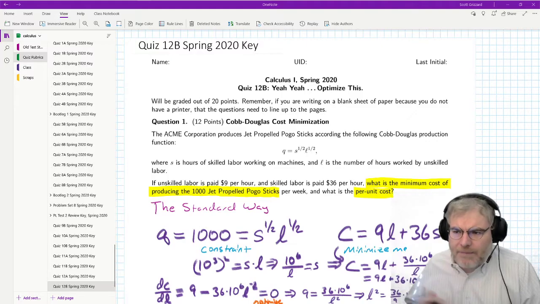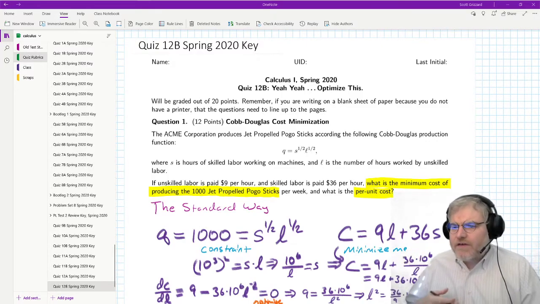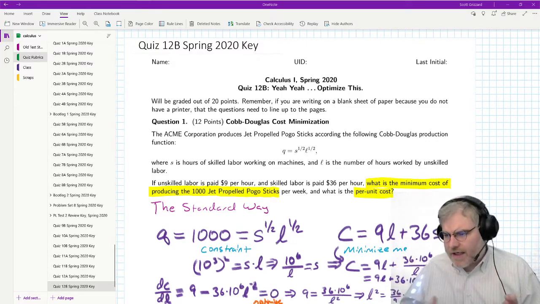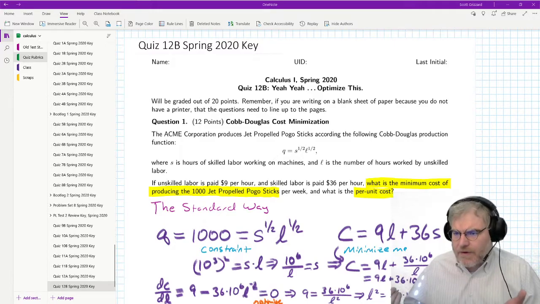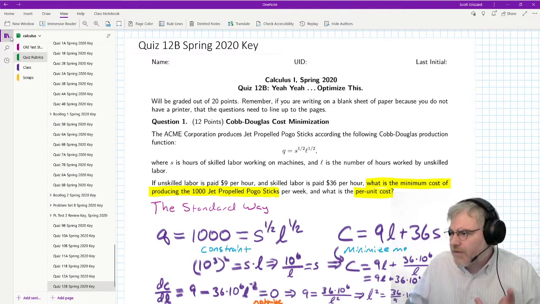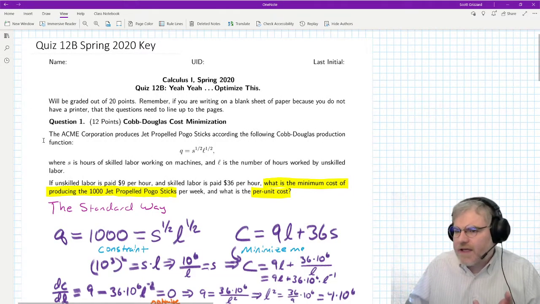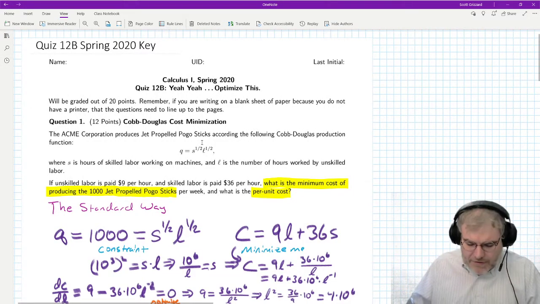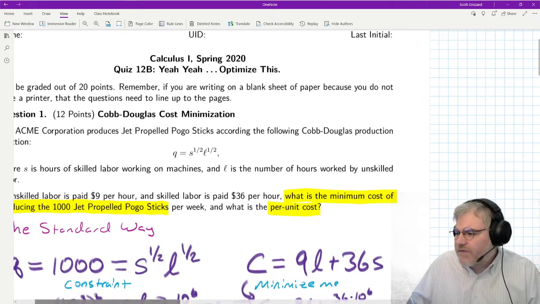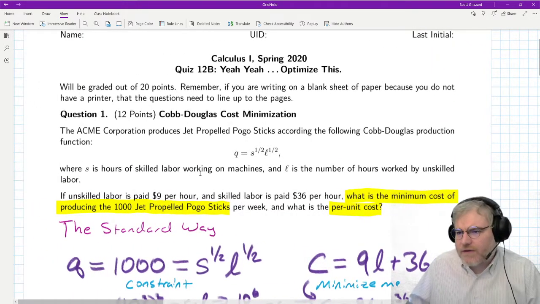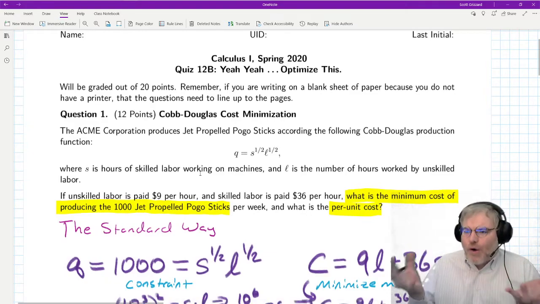Let's talk about this because this is kind of the standard thing. Just like when I'm producing area, here I'm producing something. Every week I've got a corporation, and that corporation produces these, whatever I want to call them, jet-propelled pogo sticks. What the thing is doesn't really matter. The point is that I have some skilled labor and some unskilled labor, and I need both to make the thing.